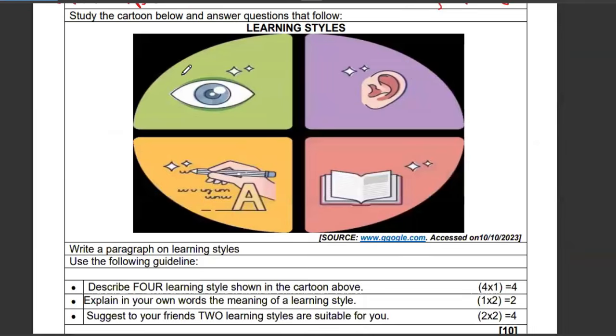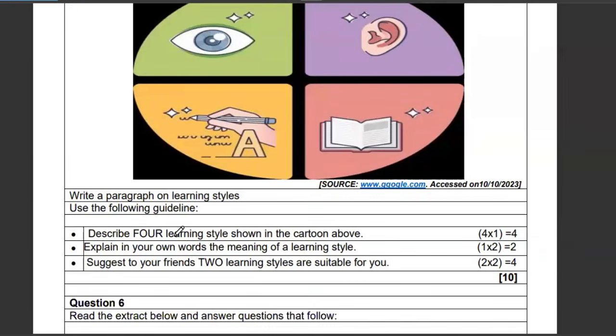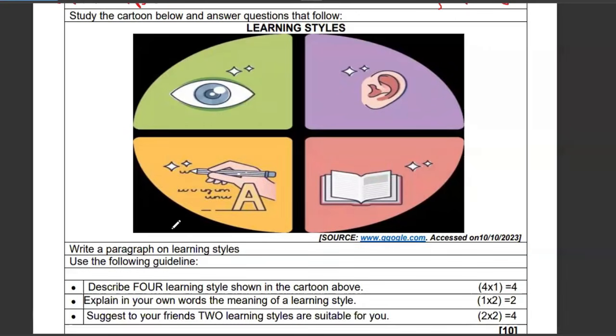Then moving straight to question 5. It is a question which is focusing on learning styles. In the first part, we do have the visual learner. Then in the second part, we also have a learner who learns more by listening. Then we also have a learner who learns more by reading, and also others who learn more by note taking. So there are different learning styles which appear there. So describe the 4 learning styles shown in the picture above. I'll describe on the picture itself.